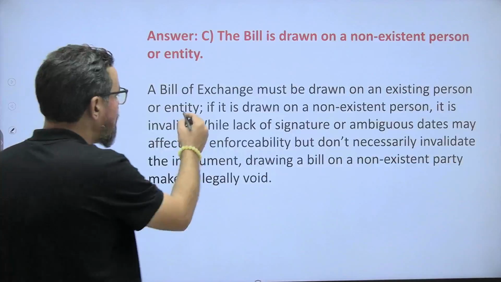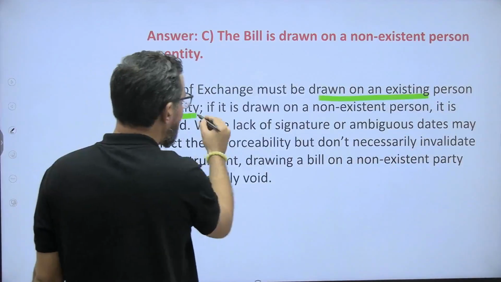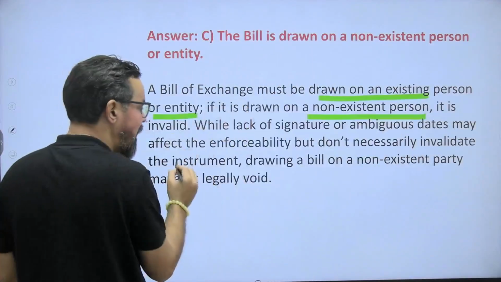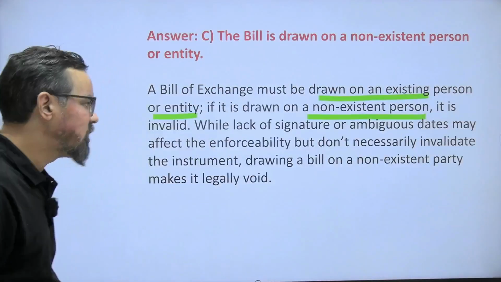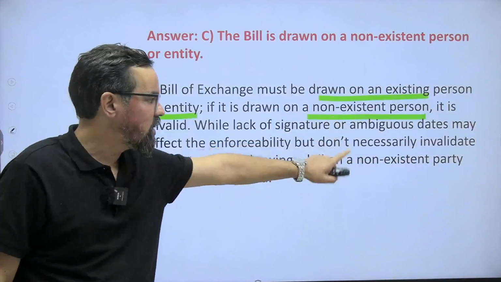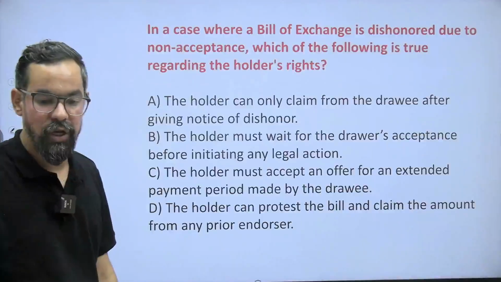Yes. A bill of exchange must be drawn on an existing person or entity. If drawn on a non-existent person, it is invalid. While lack of signature or an ambiguous date may affect the enforceability, it doesn't necessarily invalidate the instrument. That's why we picked statement C.